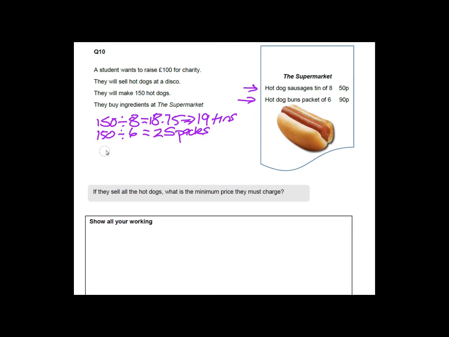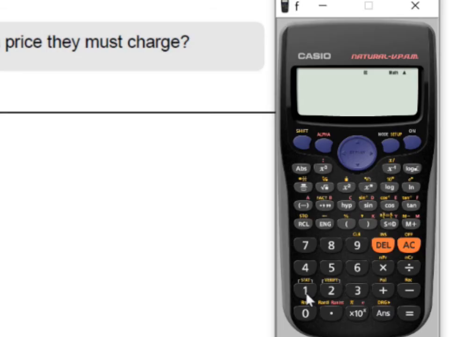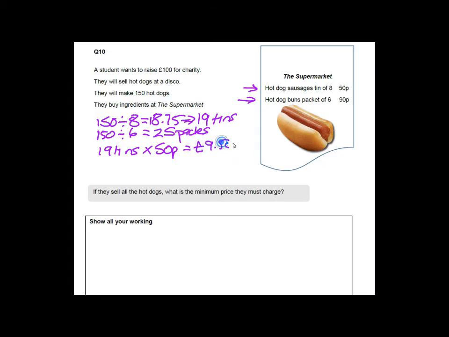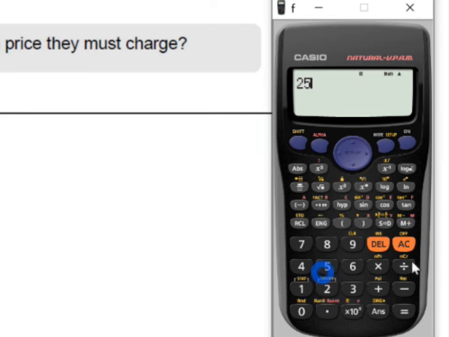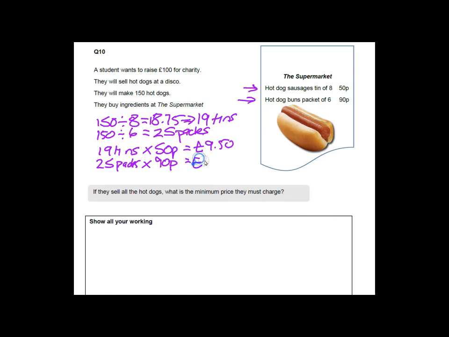So now all we need to do is work out the cost. So we've got 19 tins multiplied by 50 pence is £9.50. And 25 packs of the buns at 90 pence is £22.50.